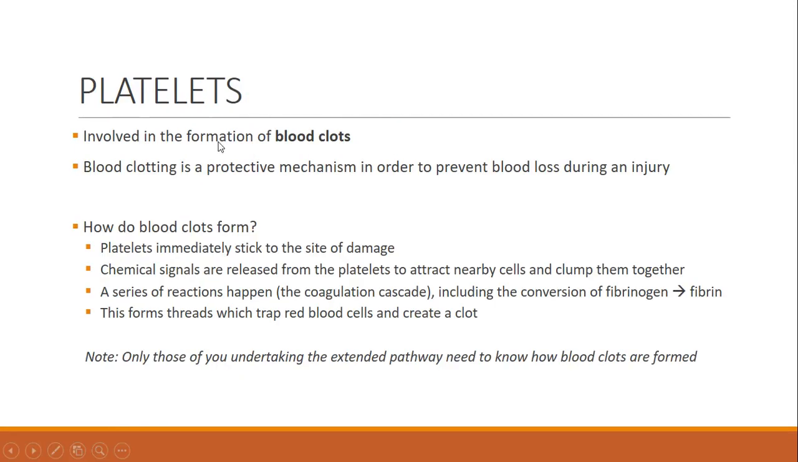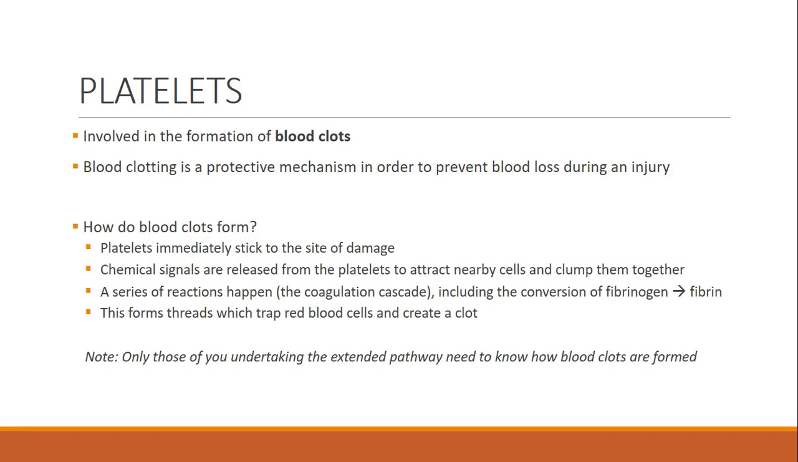Now platelets. Platelets are involved in the formation of blood clots. You may already know that blood clotting is basically a protective mechanism so that we don't lose any blood in case of an injury. So if you get scratched, you don't die of losing blood. You find that your blood will stop at some point, and that's because of blood clotting. If that didn't happen, then anything could potentially kill us.